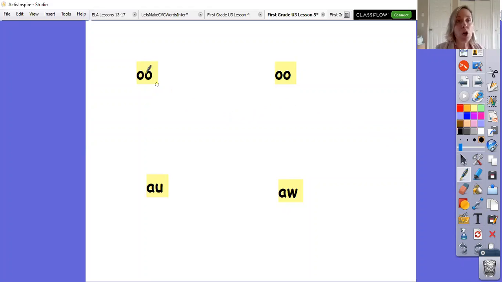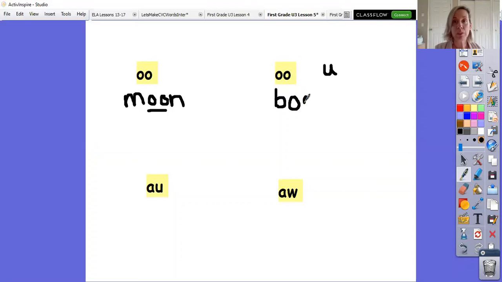So this is the OO spelling, as in moon. M, oo, n. Pardon the way I'm writing, it's kind of hard to write on the computer. So that has the oo sound: moon, spoon, soon. There are some words that have the OO that sound different. They sound like a short U, like look, book. I'm going to write the word book. You'll see that it looks like moon, but it sounds completely different.